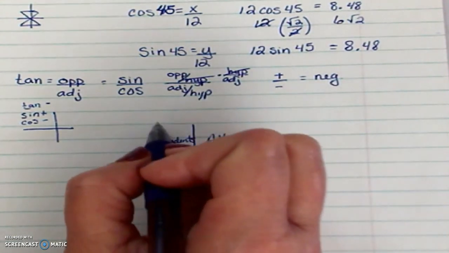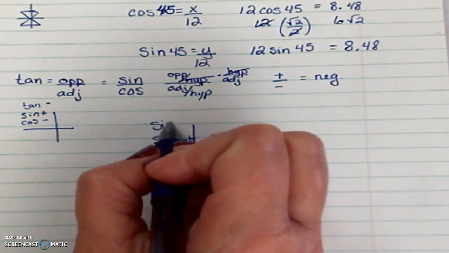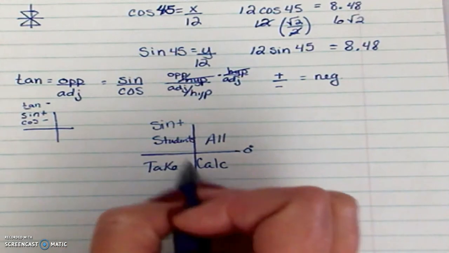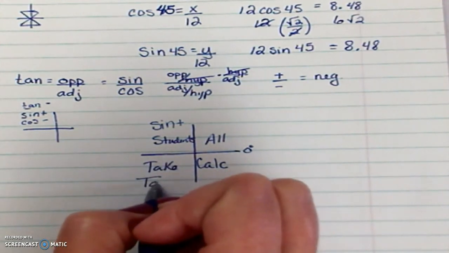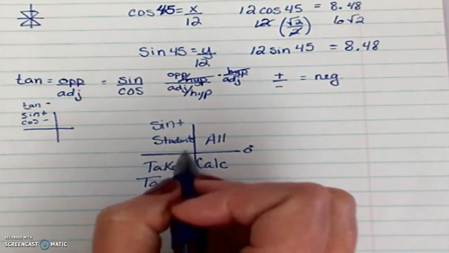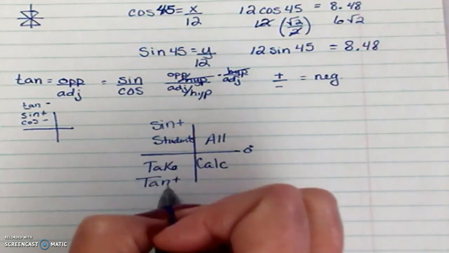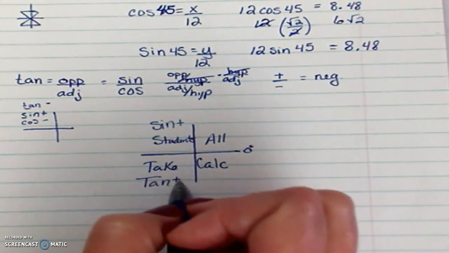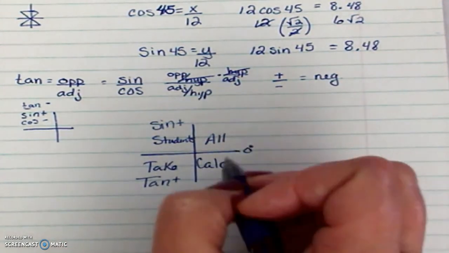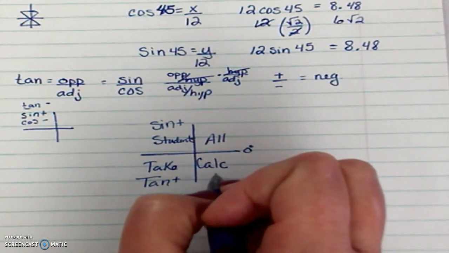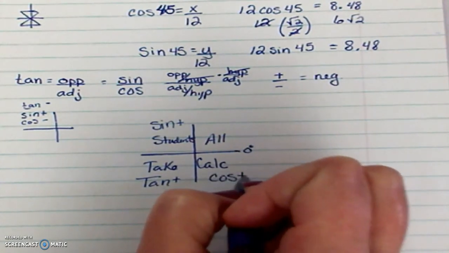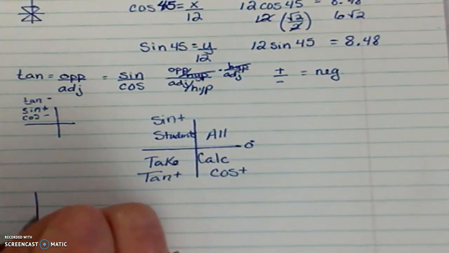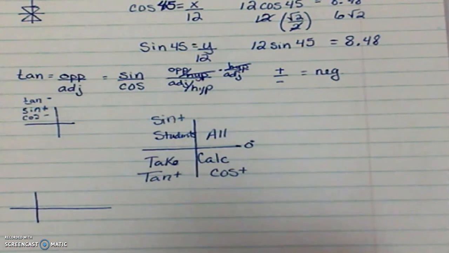The only thing positive in the second quadrant is sine. Sine is the only thing positive. In the third quadrant, tangent is the only thing that will be positive. Both cosine and sine are negative, and a negative divided by a negative gives you tangent, which is positive. And in the last quadrant, we have calculus, which is going to tell you that cosine is what's going to be positive.